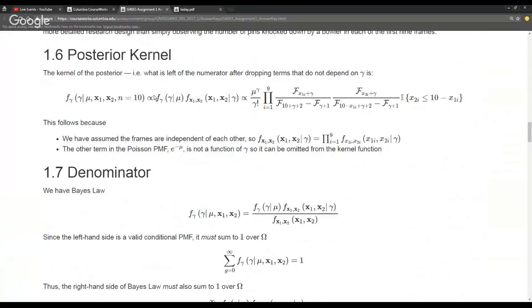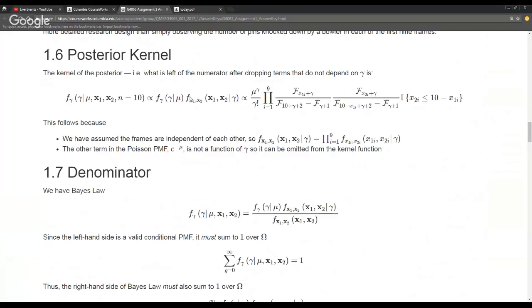So loosely speaking, we're going to be multiplying a prior on gamma times the probability of the data, or something proportional to that. So we have the kernel of the Poisson PMF here. I've dropped the e to the negative mu term because that's a constant, or otherwise something that does not depend on gamma. So it's legal to drop that to get the kernel function.